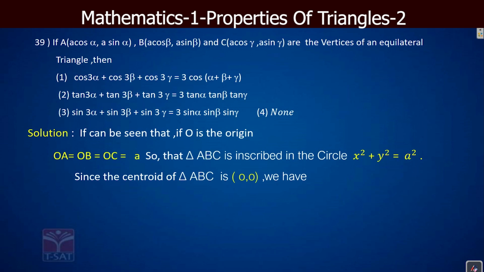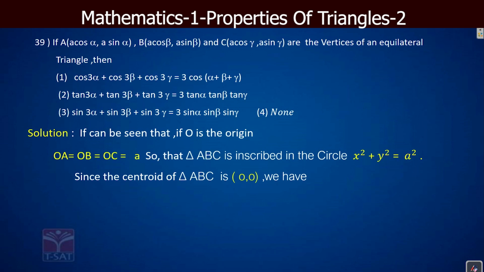Triangle ABC is inscribed in the circle x square plus y square is equal to A square. You can see that the point is A cos alpha, A sin alpha. This is x and this is y. x square plus y square is equal to A square into cos square alpha plus sin square alpha, which is equal to A square. So the triangle is inscribed in the circle x square plus y square is equal to A square, and the center of the circle is origin.